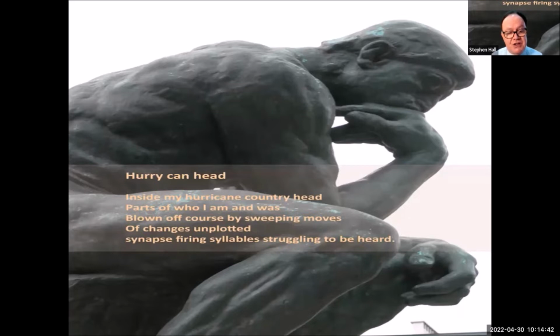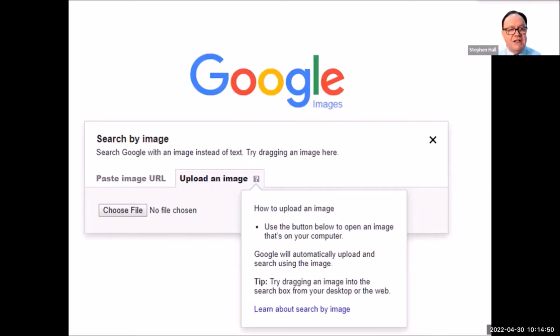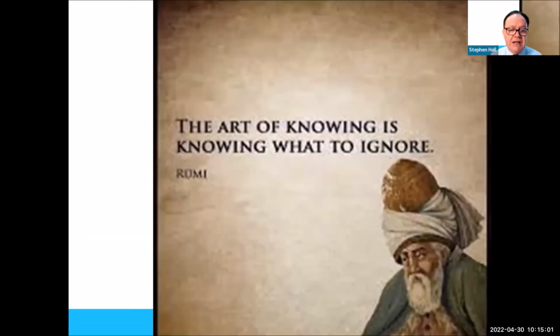So you could source this image and you'll find out it's Rodin's The Thinker. And so you would know the reality of the image or whether I just made it on Photoshop. So use a reality check. Include searching for images on Google Images where you can search. And know that sometimes with information, what we present is knowing what to ignore.